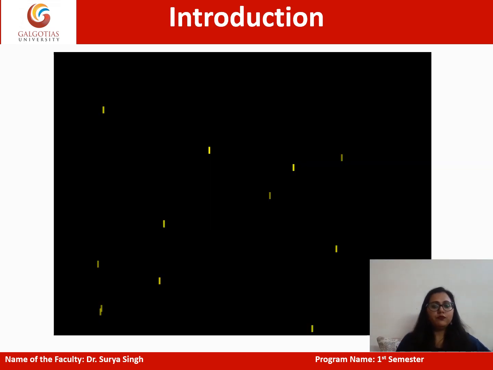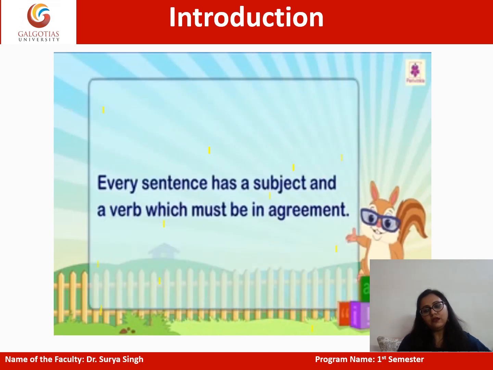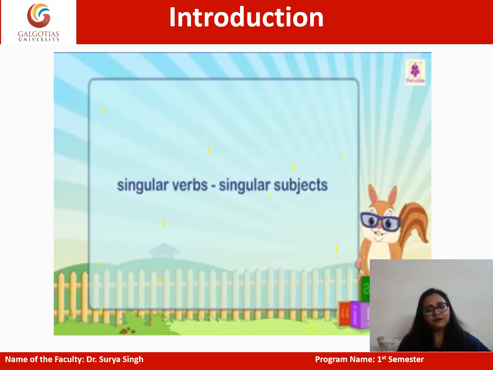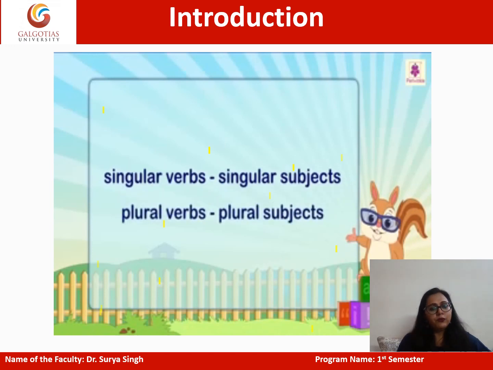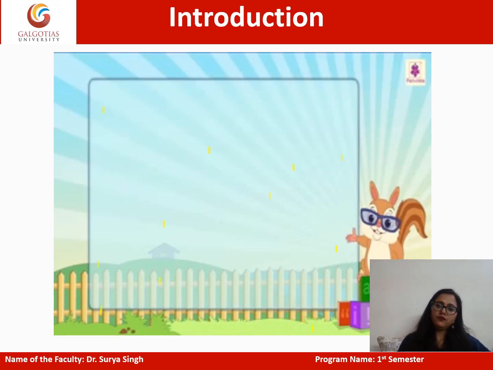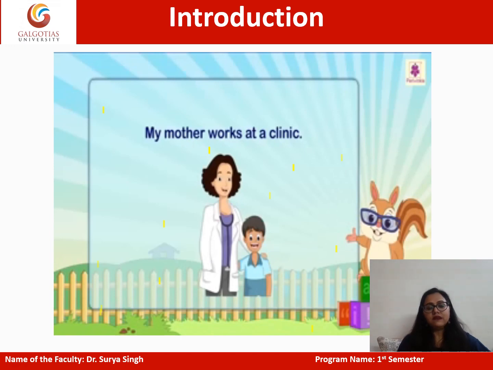Now, before we move on, let's understand it in a different way. Every sentence has a subject and a verb which must be in agreement. Singular verbs go with singular subjects. Plural verbs go with plural subjects. For any sentence to be complete, there has to be an agreement between verb and subject. Let's take an example. My mother works at a clinic. Mother is a singular subject, so it has taken works, which is a singular verb.